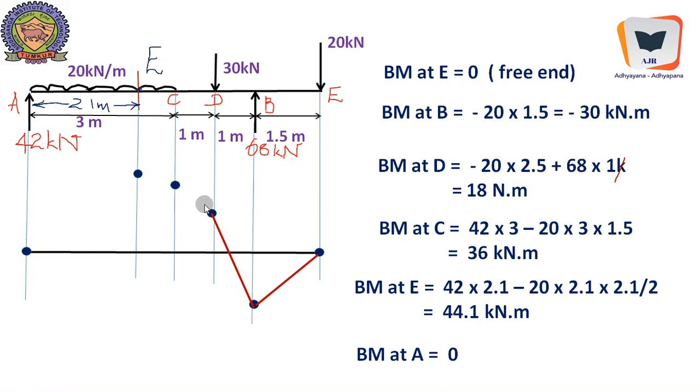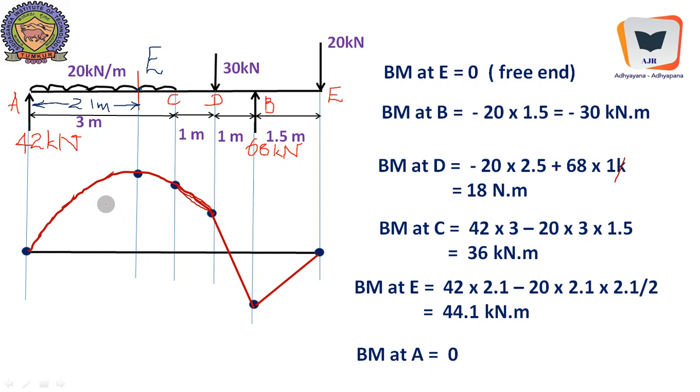Now, since this region is covered by UDL, it should be connected by means of a parabola. Of course, this should be the straight line. From here till here, it should be a straight line. It is not a parabola. It looks like a parabola, but it's a straight line. Kindly make it straight. This is a straight line, and here exactly the parabola will start, and this height is 36 kilonewton meter from here till here, and this height is 44.1 kilonewton meter.